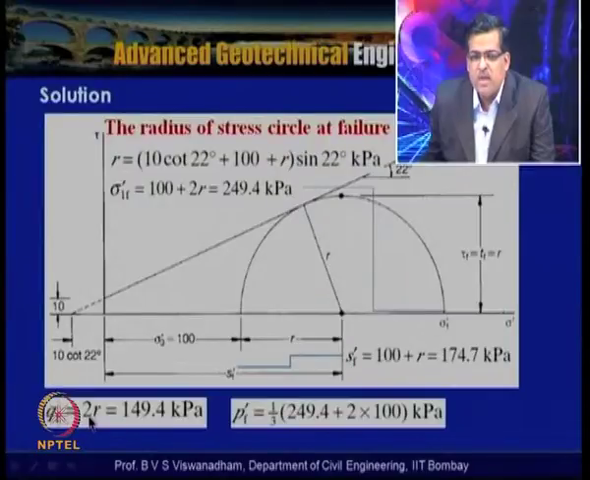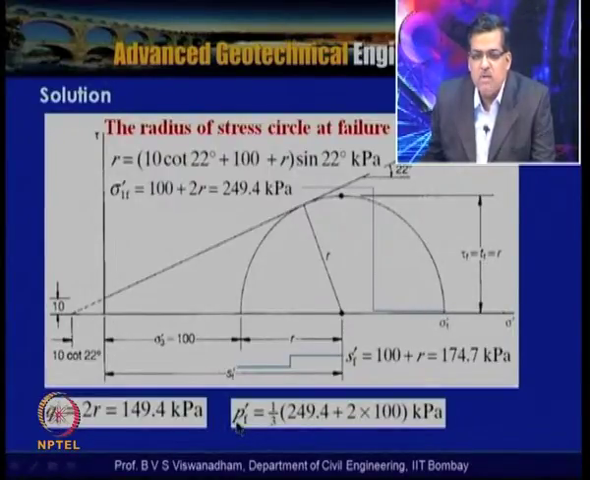q f is nothing but (sigma 1 minus sigma 3) by 2 into 2, because q is equal to sigma 1 minus sigma 3, so r is equal to (sigma 1 minus sigma 3) by 2. So what we have done is that q f is equal to 2r, which is equal to 149.4 kilopascals, and p dash f is equal to 1/3 of sigma 1 dash, which is 174.7 plus 2 into 100. With this what we get is that sigma 1 dash is nothing but 249.4. So sigma 1 dash is 249.4 plus 2 into 100, we will get the p dash.